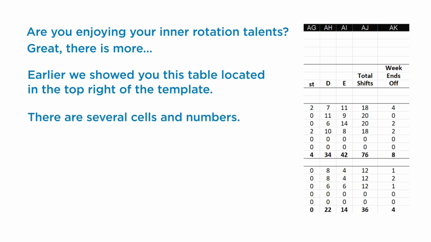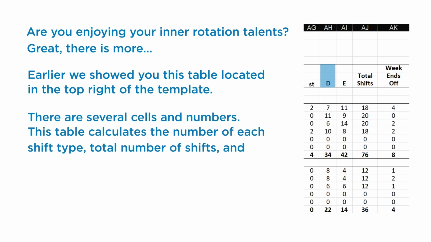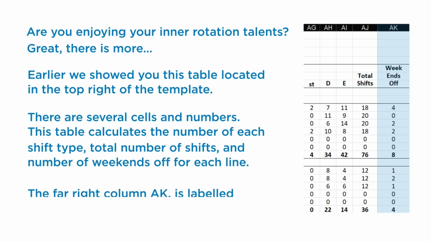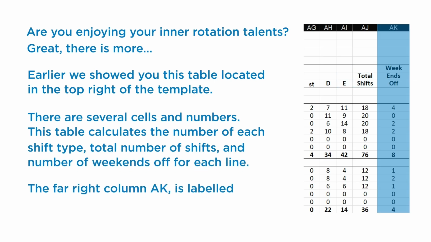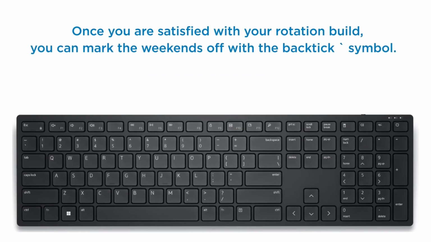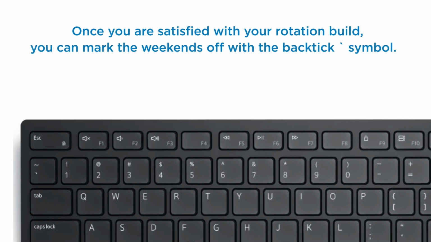Earlier we showed you this table located in the top right of the template. There are several cells and numbers. This table calculates the number of each shift type, total number of shifts, and number of weekends off for each line. The far right column AK is labeled Weekends Off. Once you are satisfied with your rotation build, you can mark the weekends off with a backtick symbol.